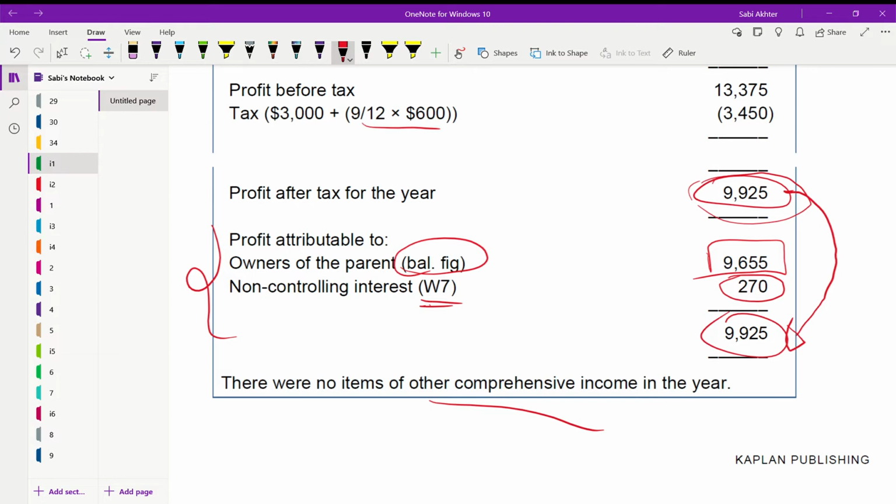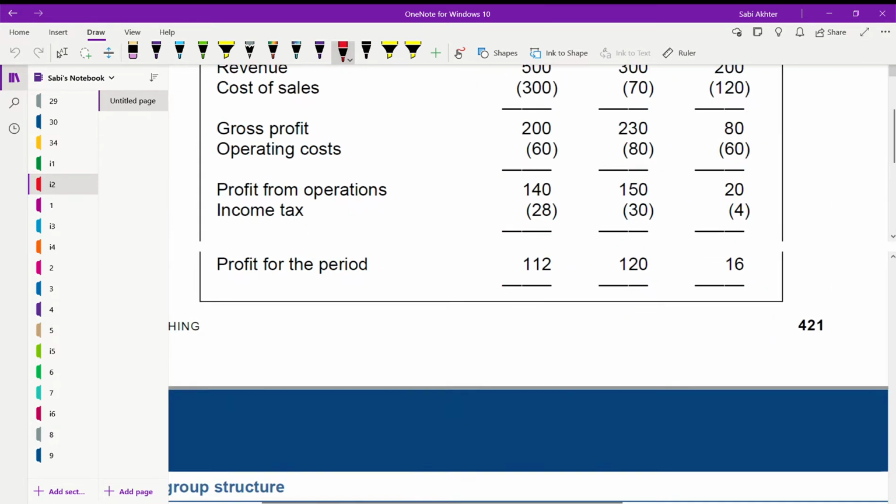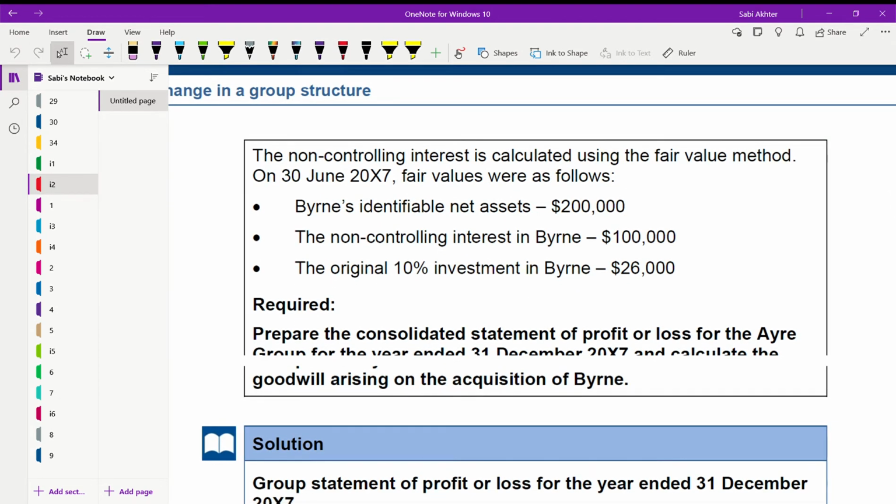Now let us go to the second illustration. So I can go a little bit faster now because first question I went slow. I was giving you time to observe. It was like I was setting the foundation for you. Now we can follow through. So illustration 2. Before that, always read the requirements first. Prepare the consolidated statement of profit and loss for the I group. So this is also a consolidated statement of profit and loss, and calculate the goodwill also arising on the acquisition.